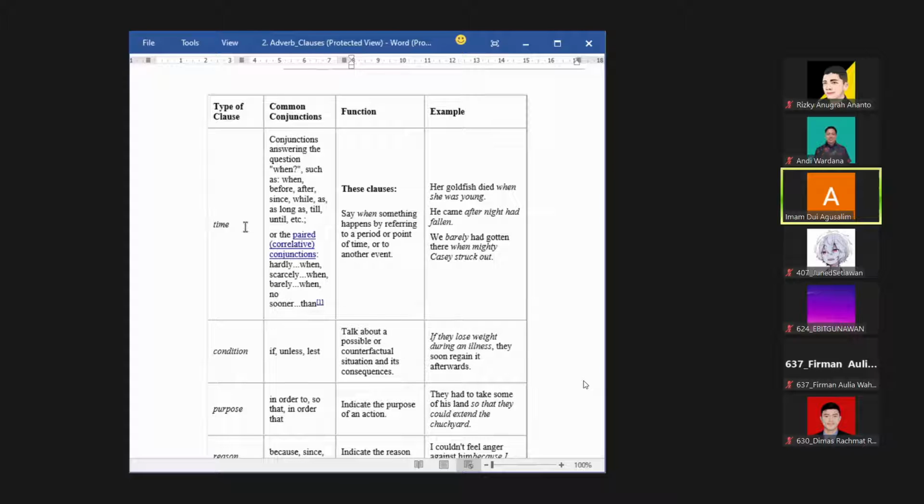Oke, time here. By the way, do you see? Anda lihat file? Yes. Oke. Kita lihat di sini, her goldfish died when she was young. Anda lihat di sini ada when she was young, itu adalah adverb clause karena di sini menerangkan waktu matinya goldfish. Ya, gitu ya. He came after night had fallen. Nah, after night had fallen ini juga adverb clause. Oke. Yang jelas di sini ada kata after, kemudian kalau tadi ada kata when. Oke, kemudian we barely had gotten there, kemudian ada when mighty Casey struck out. Oke, itu berhubungan dengan time.